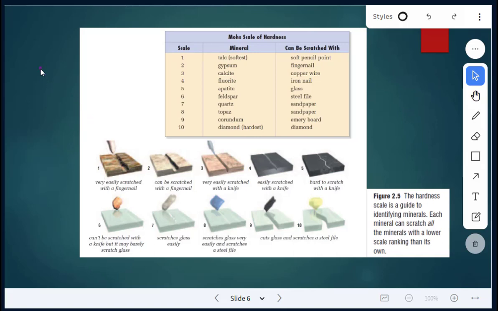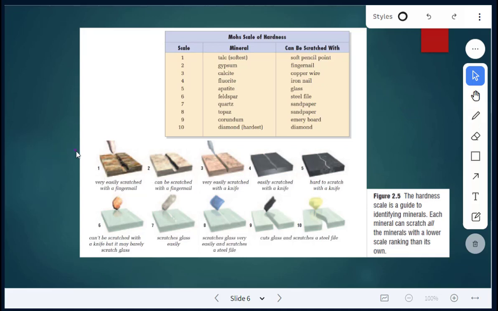This is just another image showing the Mohs scale of hardness. Again, it's a scale of 1 to 10. Talc is the softest, and diamond is shown here as the hardest. So this is a guide to identifying minerals. Each mineral can scratch all the minerals with a lower scale ranking than its own.